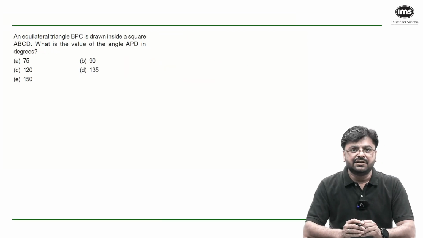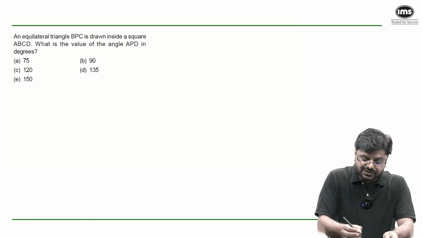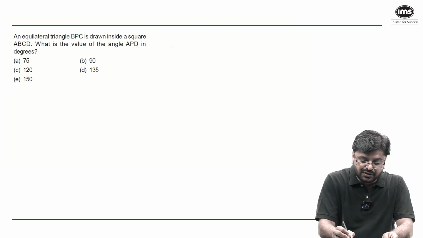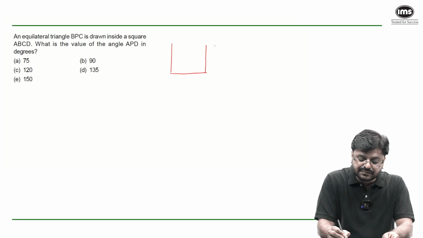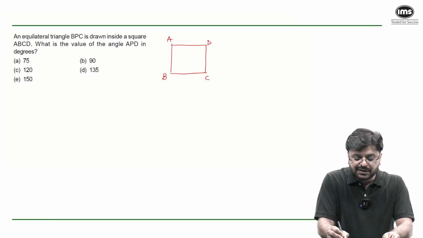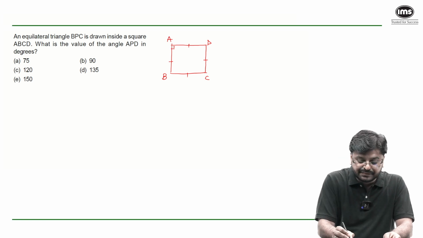Next question on your screen is again a very good question. It says, an equilateral triangle BPC is drawn inside a square ABCD. What is the value of angle APD in degrees? So, first let's draw a square ABCD. Let's assume this is ABCD. Since it is a square, all 4 sides are equal. All interior angles are 90 degrees.